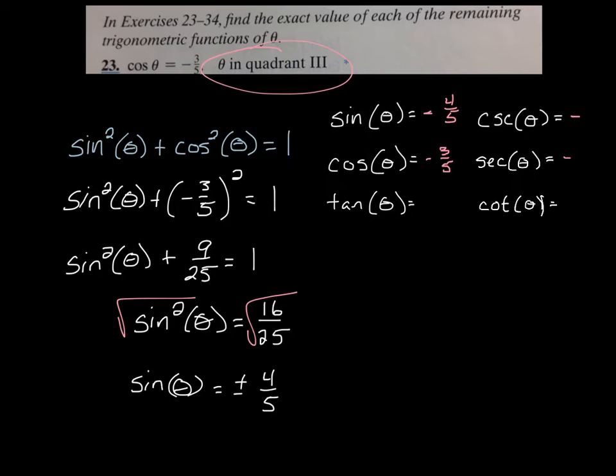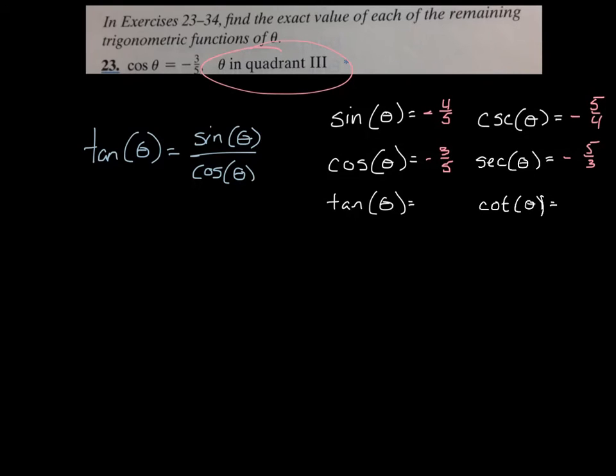But the second I have sine and cosine, cosecant and secant are very easy. They're just the inverse of those numbers. So cosecant is the inverse of sine, so now cosecant is negative 5/4. And secant is the inverse of cosine, so I have negative 5/3. Again, they share the same sign as sine and cosine. They're just the reciprocals. Now let's find tangent.